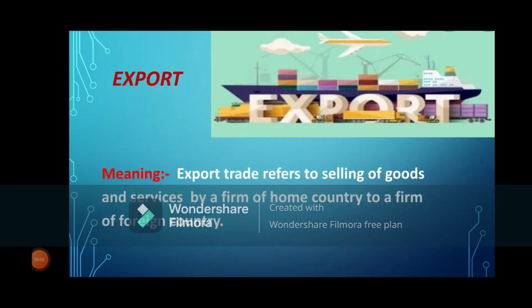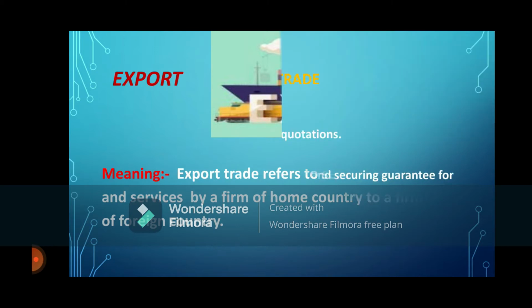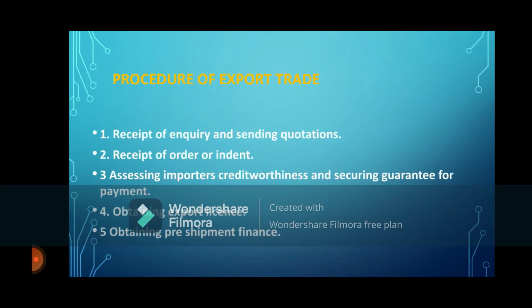And today's next topic is export. Export trade refers to selling of goods and services by a firm of the home country to a firm of a foreign country. And now we will discuss the procedure of export trade. Number one, receipt of enquiry and sending quotations. The prospective buyer or the importer of the product sends an enquiry to different exporters regarding price, quality and terms and conditions. Sometimes the enquiry is conducted by giving an advertisement.